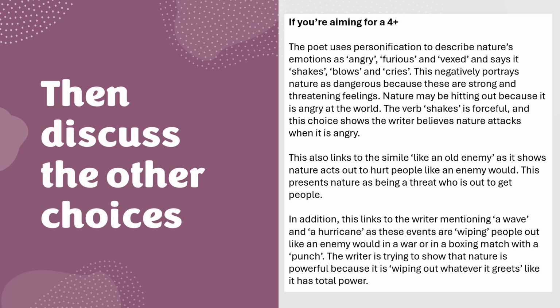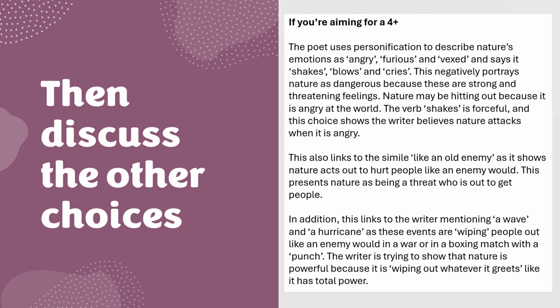So, this negatively portrays nature as dangerous because these are strong and threatening feelings. Nature may be hitting out because it is angry at the world. The verb shakes is forceful, and this shows the writer believes nature attacks when it is angry. So again, zooming in on words is still going to get you those marks. This also links, and I like that also, so they're building this idea that they know that everything links together in a poem. Remember, a poem is tiny, so of course everything has to link together.